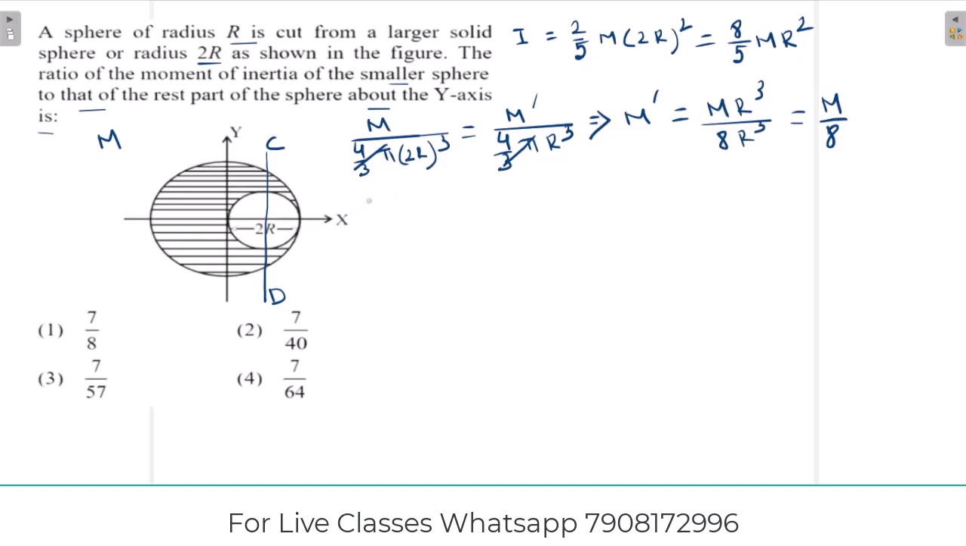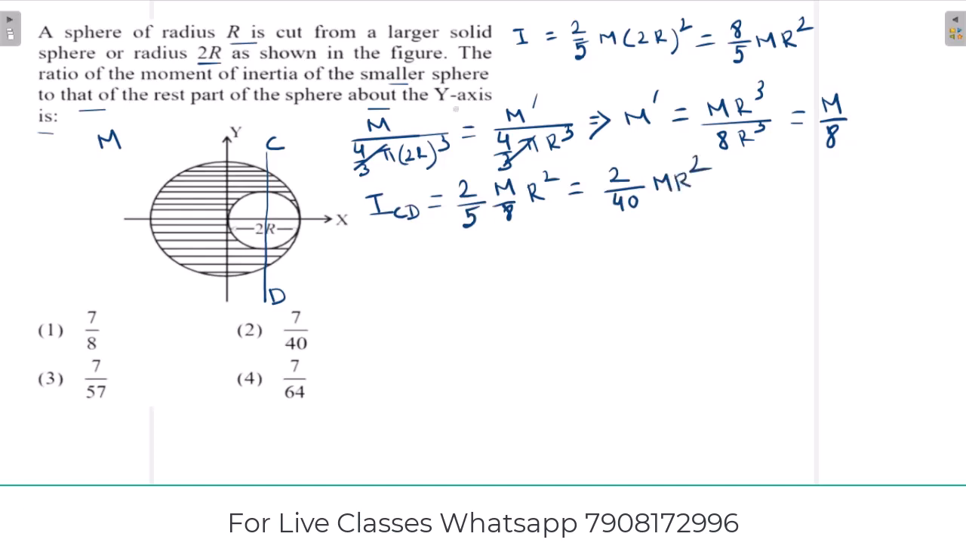Now, the moment of inertia I about CD of the smaller sphere is 2 by 5 mass into r square. Mass is M by 8 and the radius is r, so r square. So, 2 by 40 M r square.